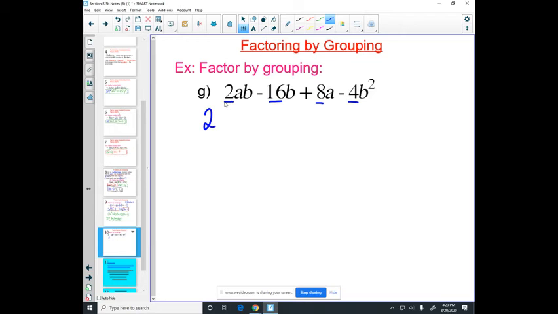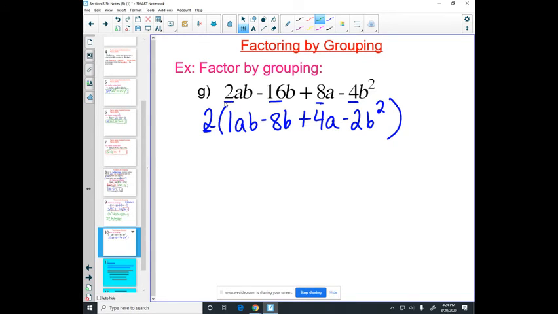I can't pull out an A out of all of them because the 16 doesn't have an A with it. And I can't pull out a B because the 8A doesn't have a B with it. So I'm just going to divide everything by 2. I'm left with 1AB minus 16 divided by 2 is 8B plus 8 divided by 2 is 4A. Negative 4 divided by 2 is negative 2B squared. Okay, so that's my first step. I went ahead and divided everything by that common factor of 2.